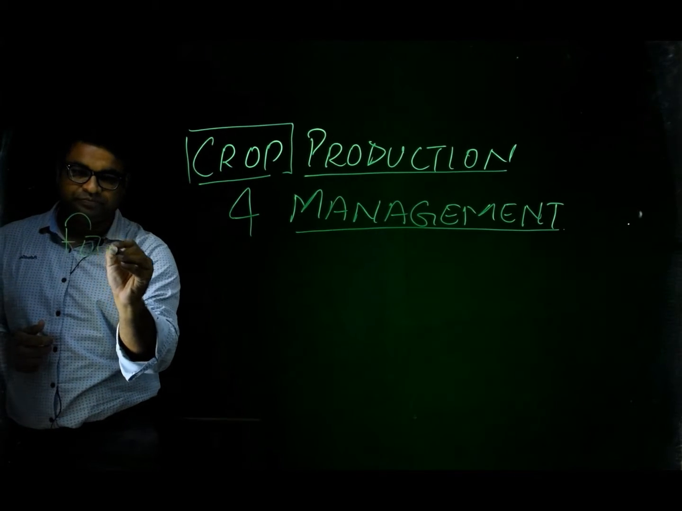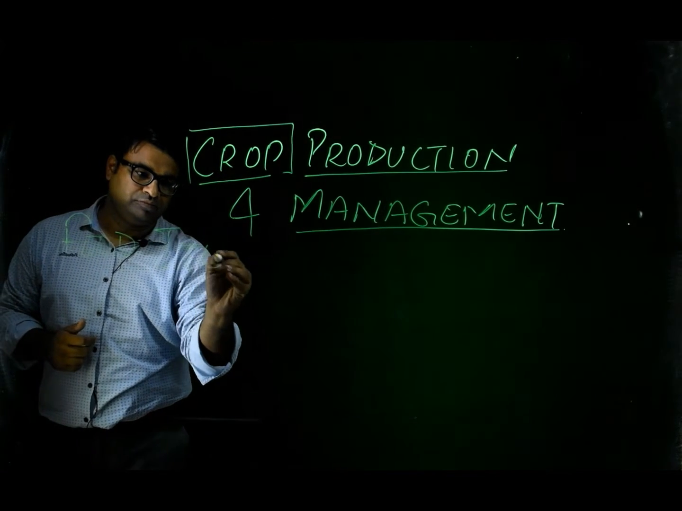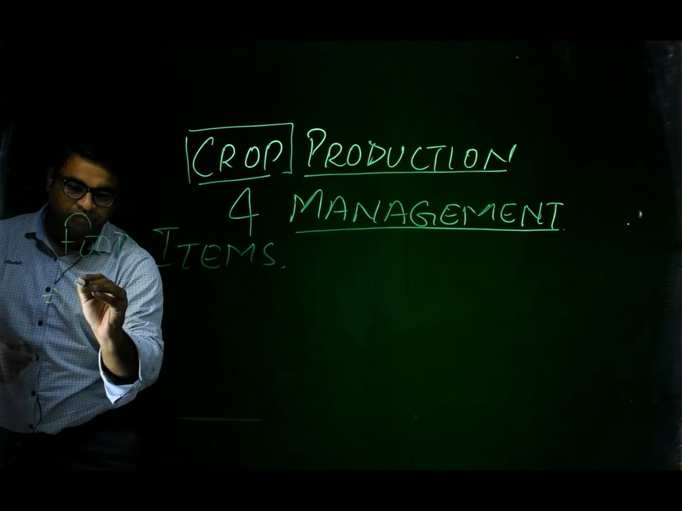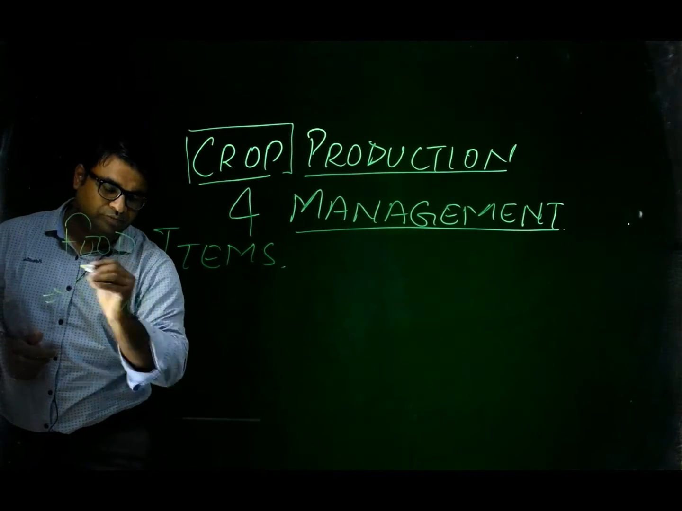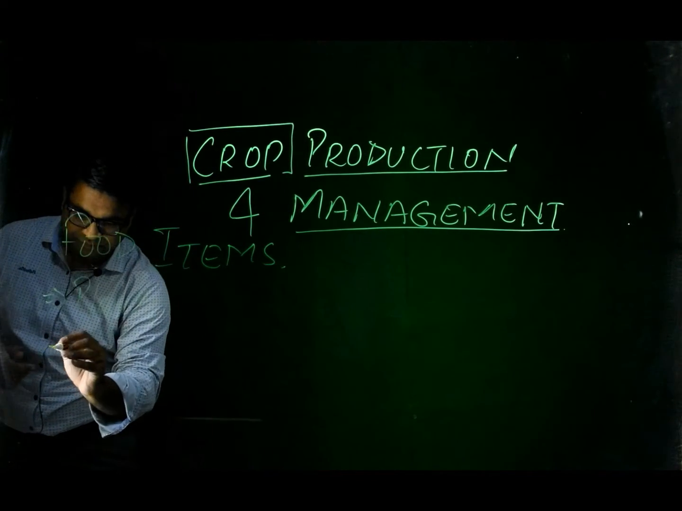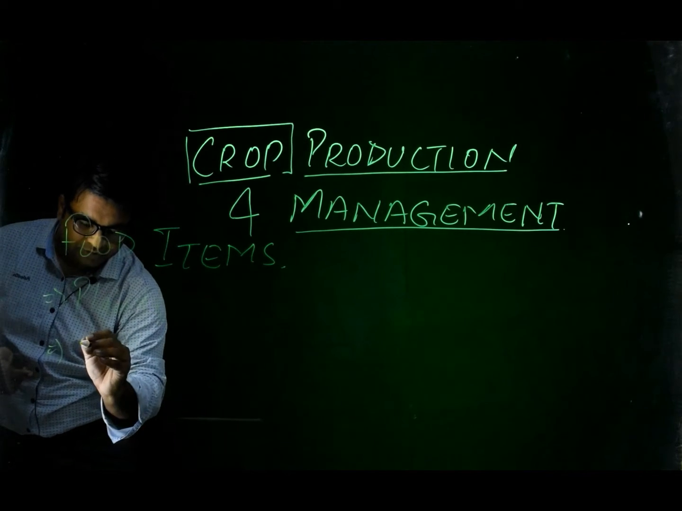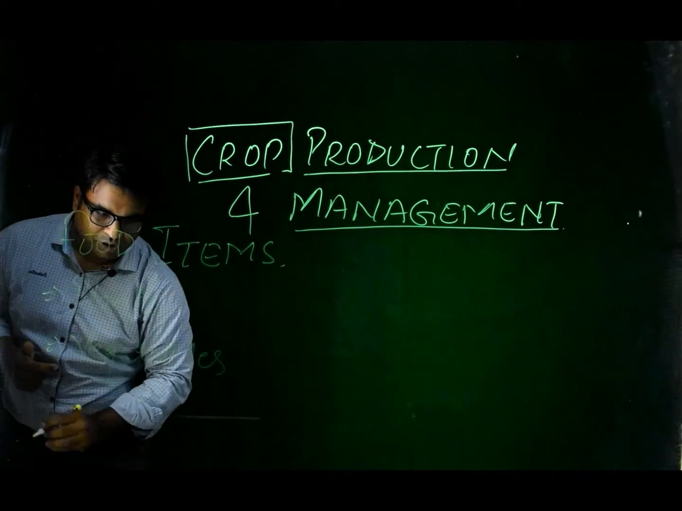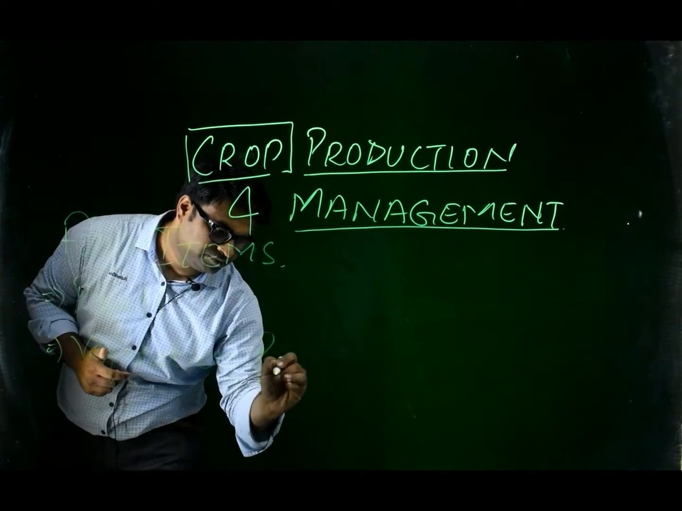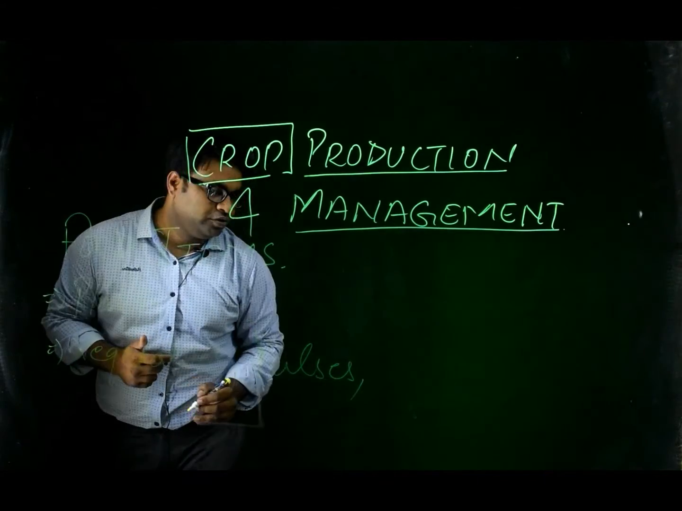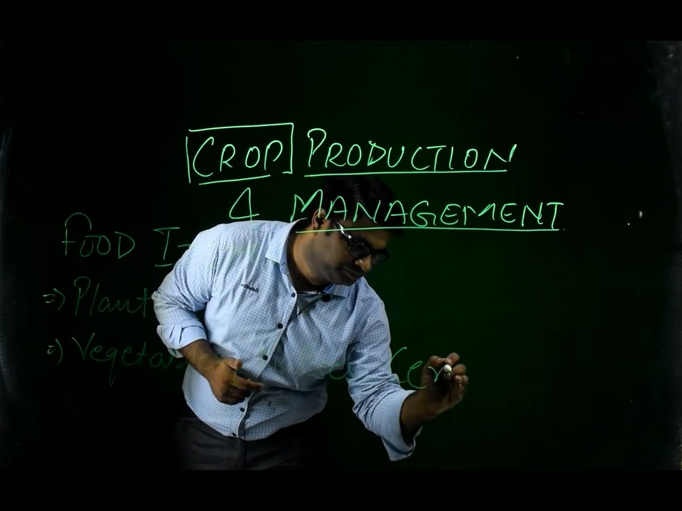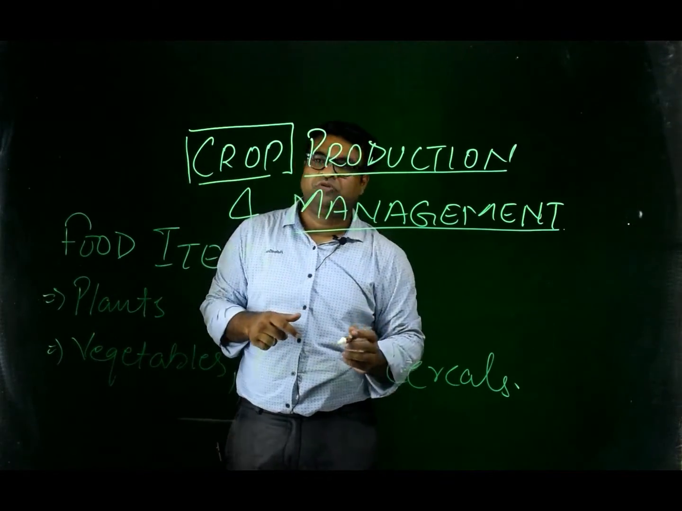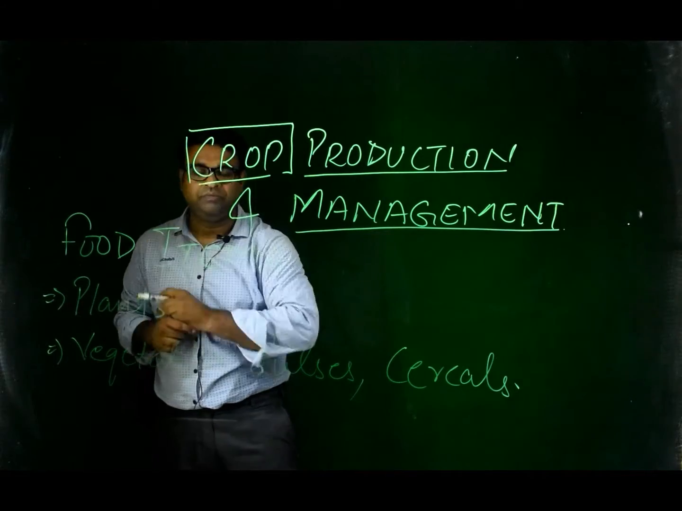As everyone knows, a crop is basically a plant source, a plant which contains all the food items present in the plants, and the food items are what we call vegetables, pulses, and cereals. All these are the food items which we obtain in the crop from the plants.